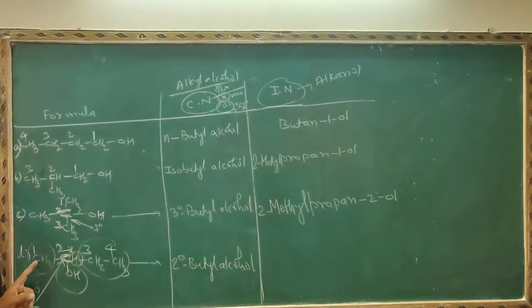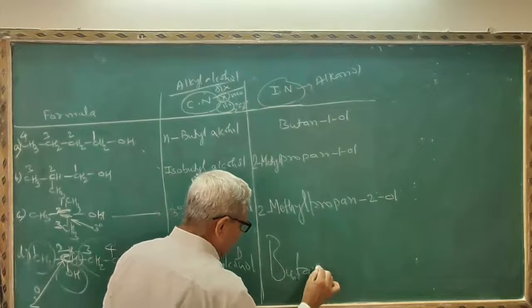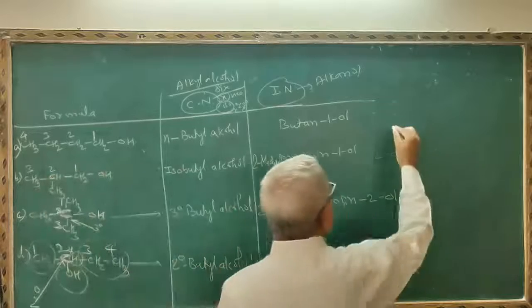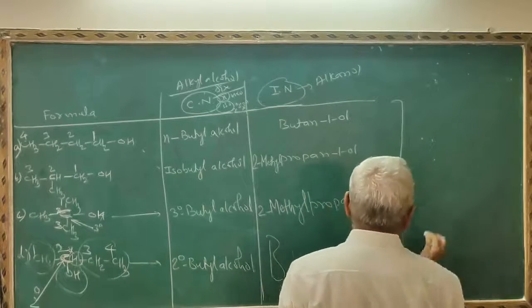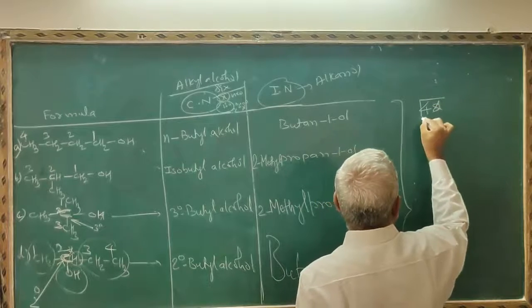IUPAC name is like this. See here. Numbering from left hand side or right hand side. When you do the numbering left hand side, number 2. Right hand side, number 3. 2 is smaller than 3. Therefore, numbering from LHS is correct. RHS is wrong. Therefore, the name will become butan-2-ol. Now, I will set the most important question, particularly 4 questions on this title.